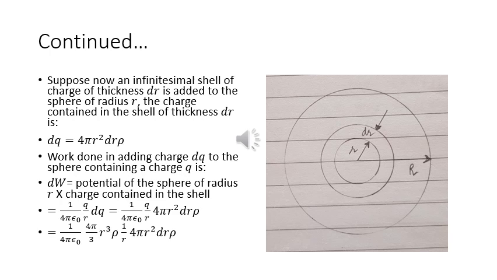The charge contained in the shell of thickness dr is given by dq equal to 4 pi r square dr rho. The work done in adding the charge dq to the sphere containing a charge q is given by dW equal to the potential of the sphere of radius r into the charge contained in the shell, which is 1 upon 4 pi epsilon naught q by r dq, which is equal to 1 upon 4 pi epsilon naught q by r 4 pi r square dr rho, which is equal to 1 upon 4 pi epsilon naught 4 pi by 3 r cubed rho into 1 upon r 4 pi r square dr rho.